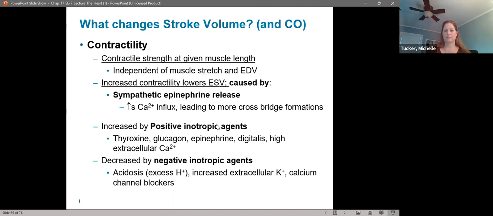Positive inotropic just means that it's going to cause a stronger contraction. Negative results in a weaker contraction. And you don't need to know the specific factors under positive or negative, except for how norepinephrine and epinephrine affect the functioning by increasing calcium.